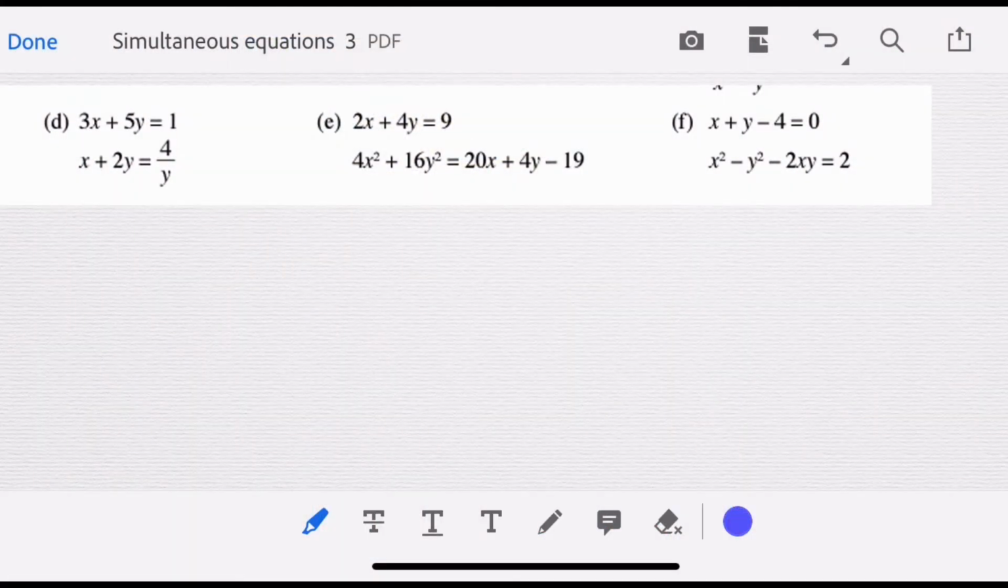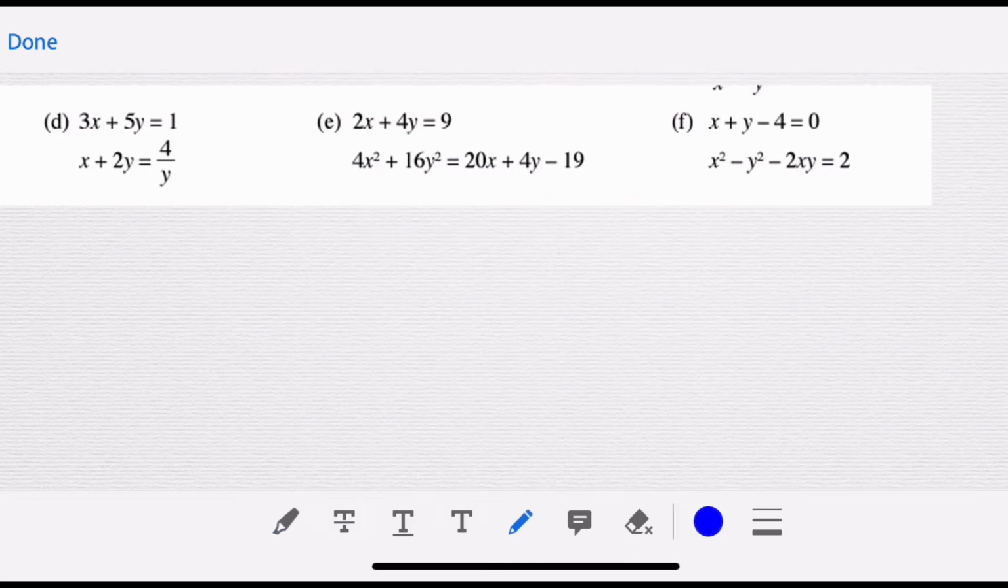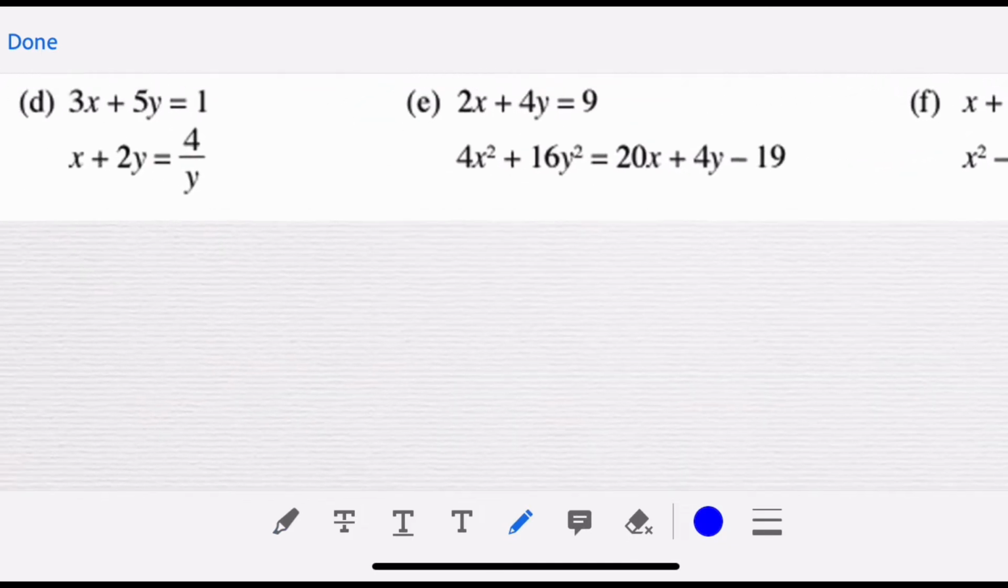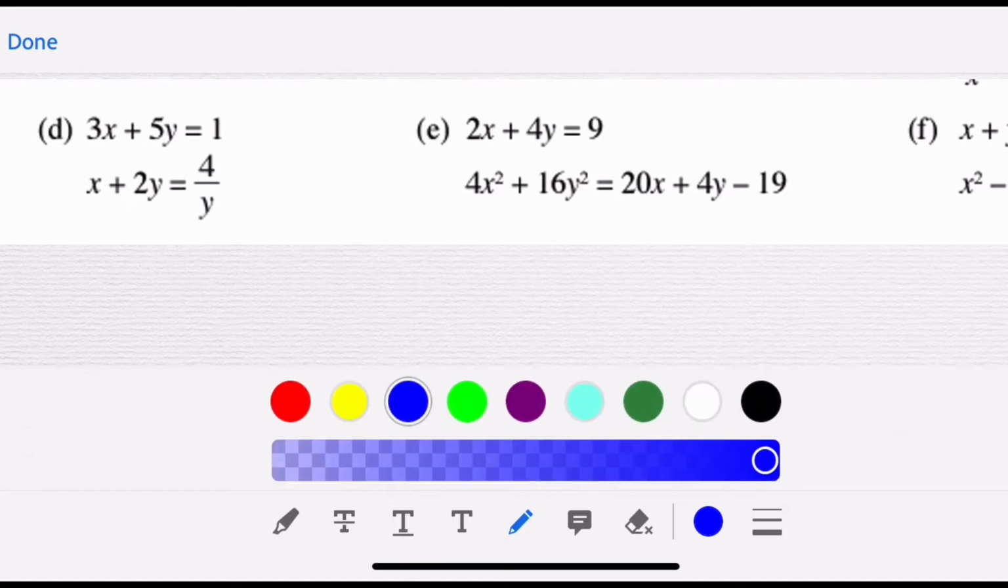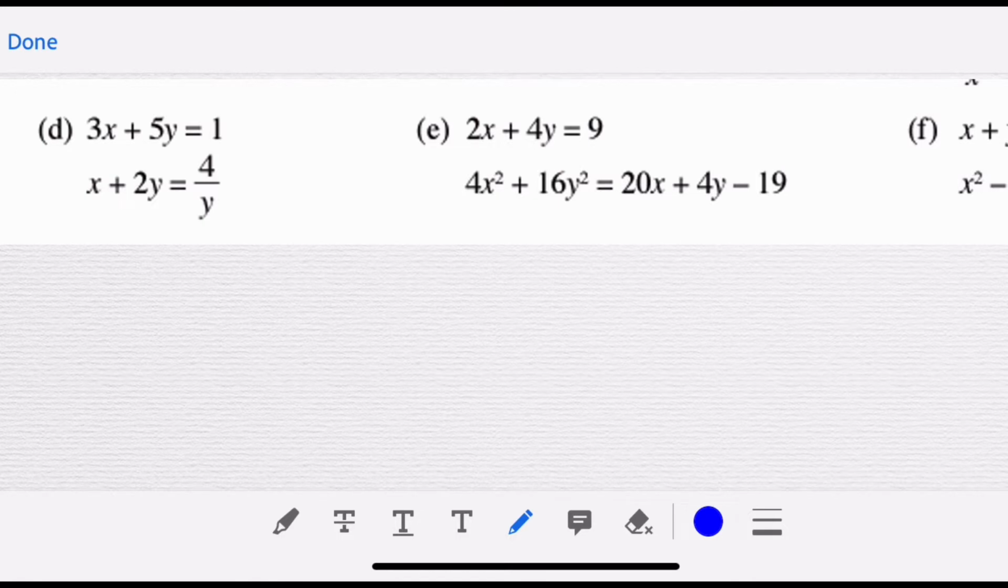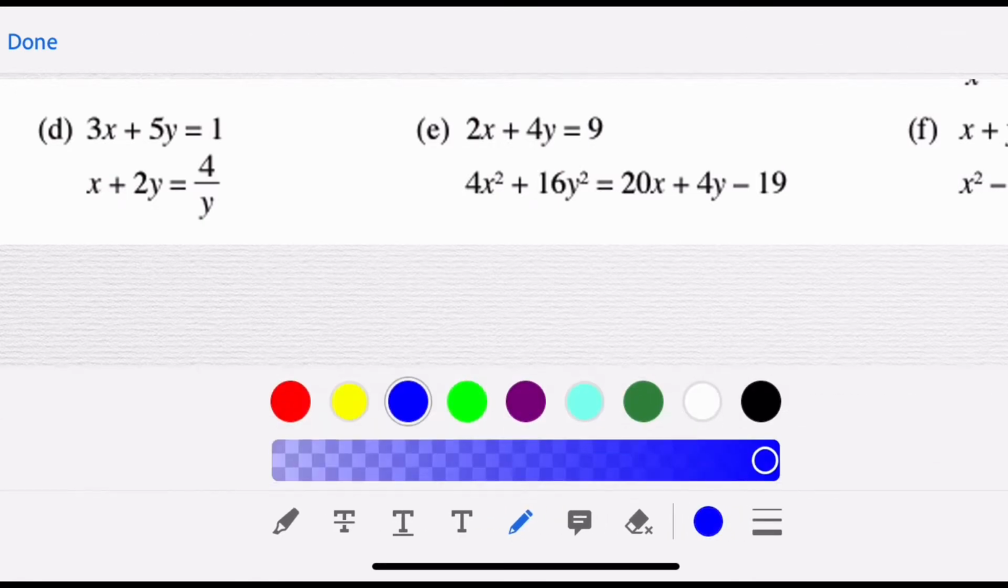Everyone, let's continue with the discussion of simultaneous equations. For this one, for D, I would like to discuss D, which is a bit challenging because it involves fractions. Basically when I see D, I will use elimination because I am thinking of eliminating the x. So what must I do with the equation in order to eliminate the x?